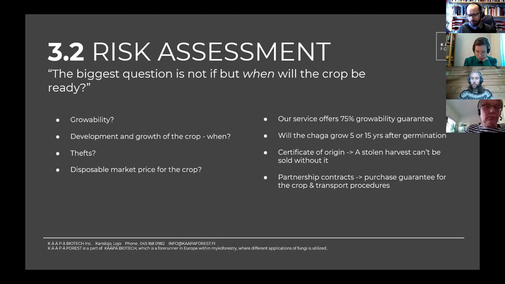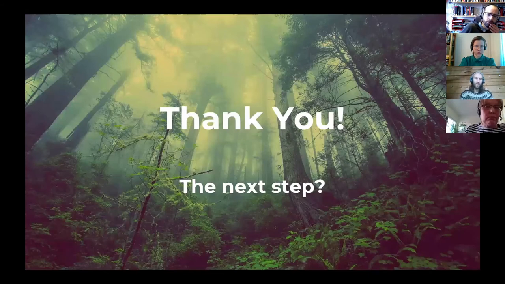And then one worry we also face is thefts. Whenever we create a plantation, there is also a certificate of origin, which means if you want to sell a big amount of chaga, this will be demanded, and thus it can be controlled where it has come from. There is also the possibility of DNA testing the strains. And when you make a partnership contract with us, you get a purchase guarantee, which addresses a worry some people have: will they get their product sold in 8 or 10 years? Like the market is looking now, if you make a contract with us, it's guaranteed. So thank you for listening.